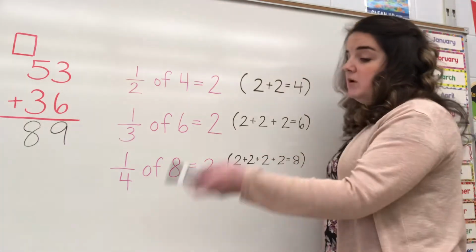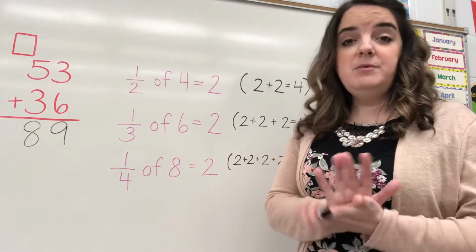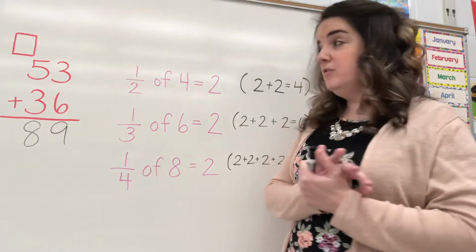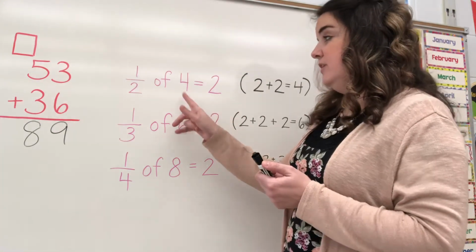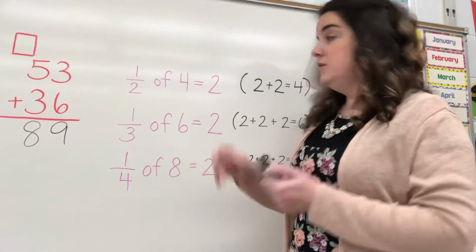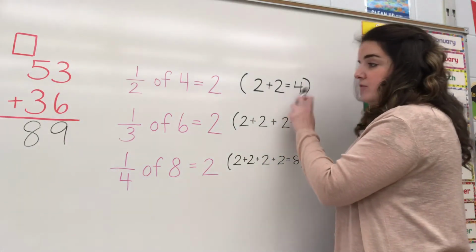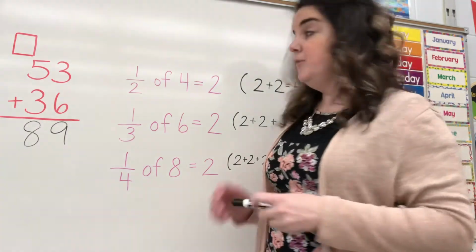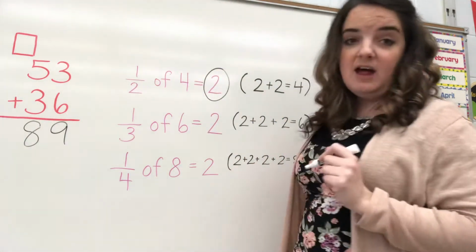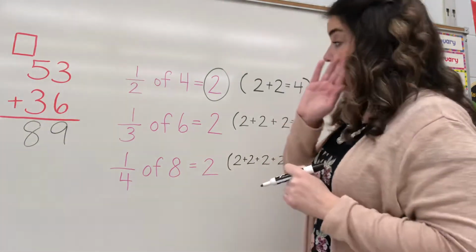So what you need to do is color half of the frogs. So there are 4 frogs. So half of 4 equals 2. Or 2 plus 2 equals 4. So half of 4 is 2. So you need to color 2 frogs. Color half of the frogs.